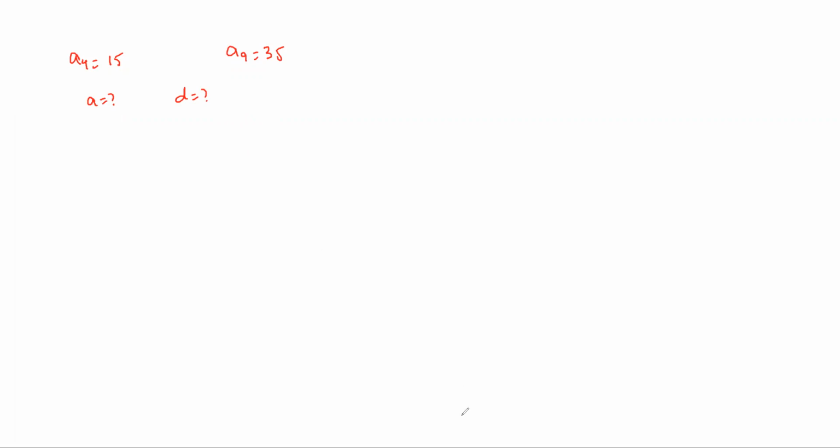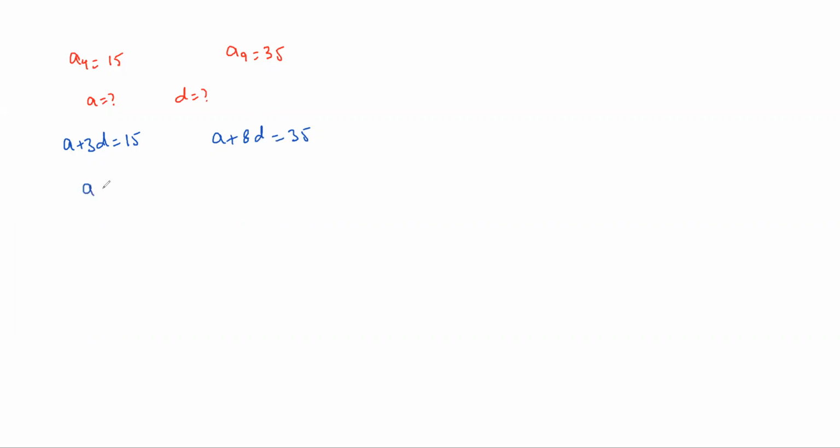So when you have a question like this, there are many ways of doing it. I'll be telling the simpler one. You must know that A4 can be written as A plus 3D, and A9 can be written as A plus 8D, that is equal to 35. Fourth term, so you have 3D. Ninth term, so you have 8D. So you solve these two equations simultaneously.